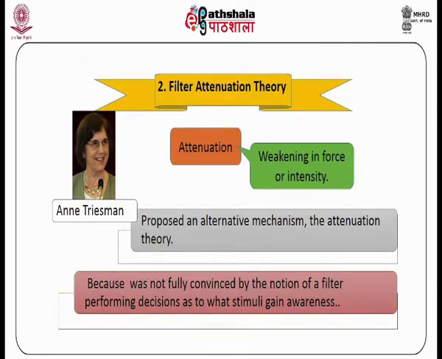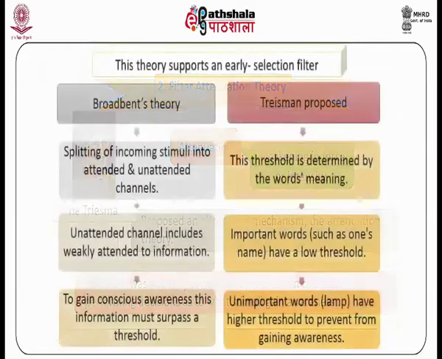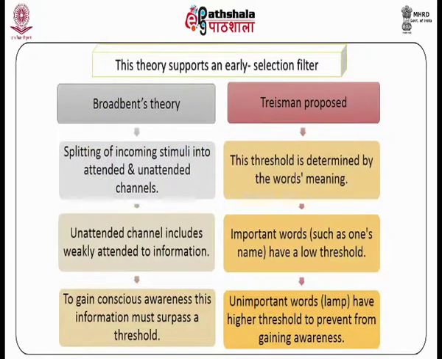The word attenuation basically refers to weakening in force or intensity. It is the property of something that has been weakened or reduced in thickness or density. Anne Treisman, a graduate student of Broadbent's, proposed an alternative mechanism, the attenuation theory, because she was not fully convinced by the notion of a filter performing decisions as to what stimuli gain conscious awareness. This theory supports an early selection filter. However, in this case, the filter also attenuates stimuli presented to the unattended channel.